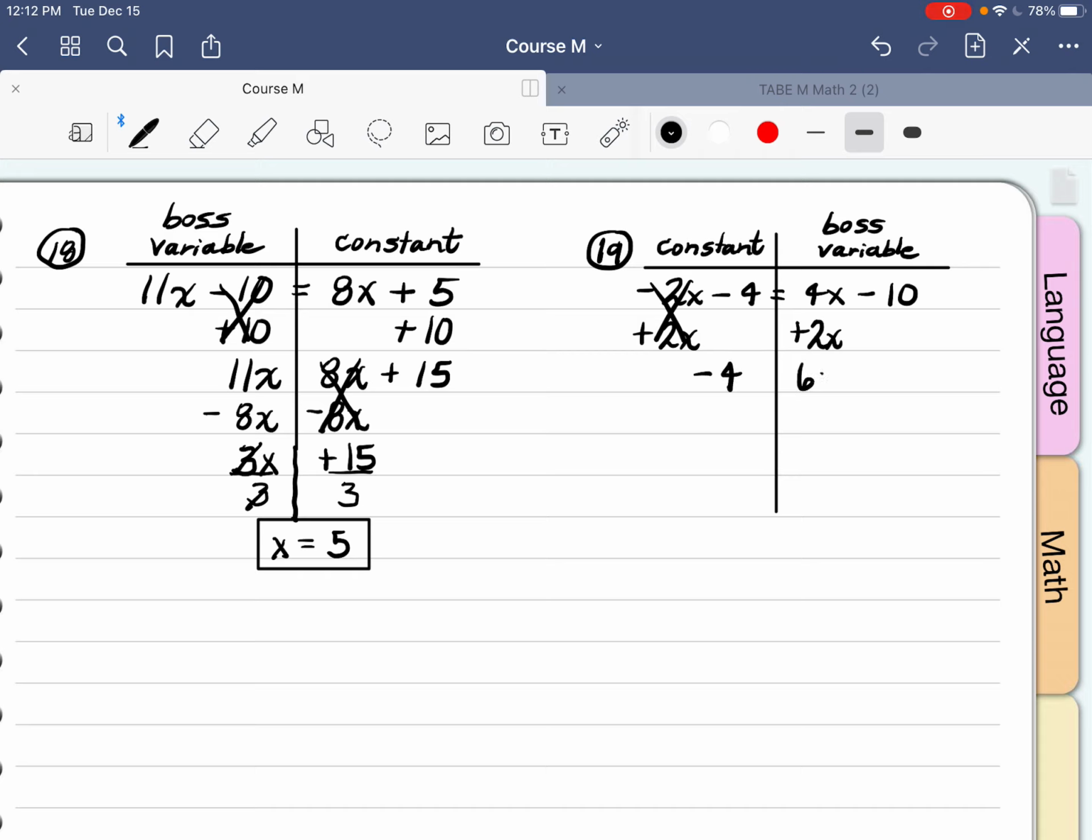So I'm going to move that 2x over to the variable team. And I'm left with negative 4, 6x minus 10. And then let's move the 10 over to the constants team. And we're left with 6x and 6. Divide by the coefficient 6, cancel, copy, and this one needs to be standardized. Number 19, x equals 1.